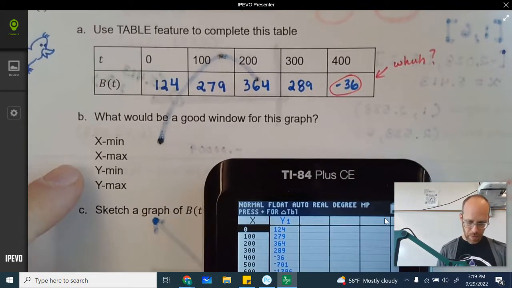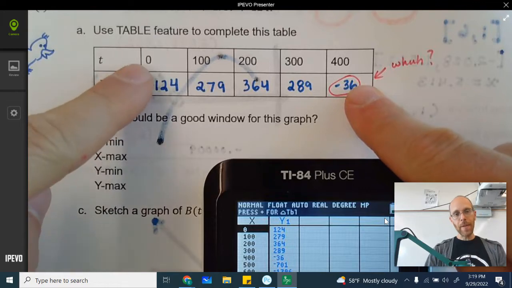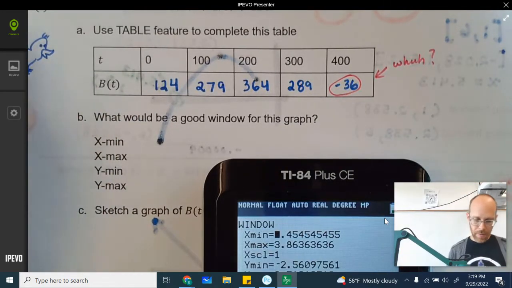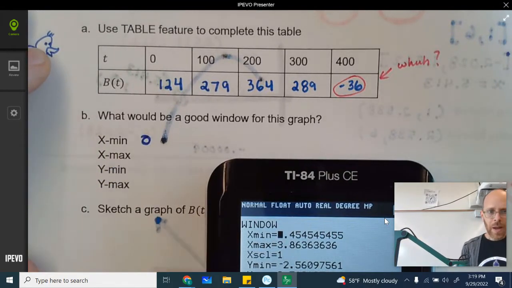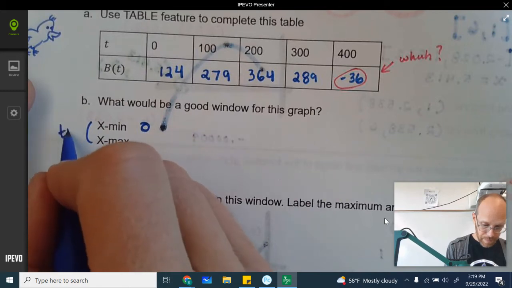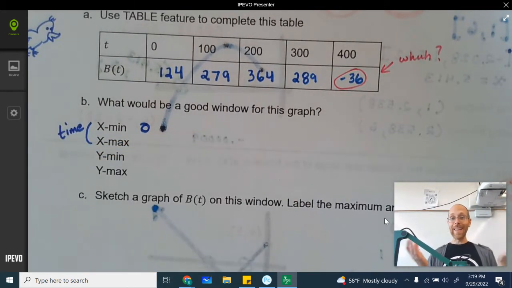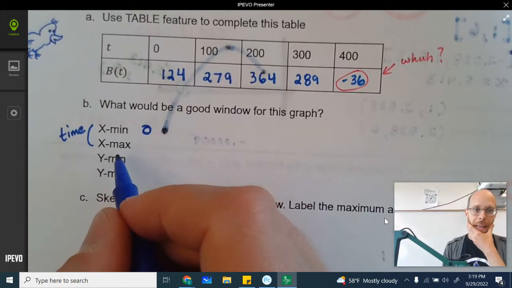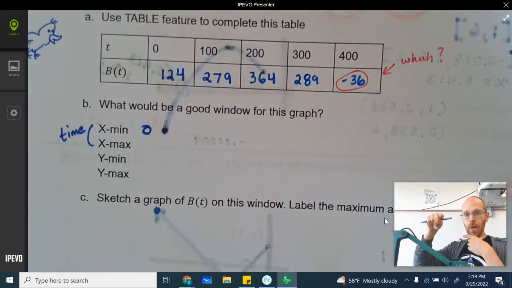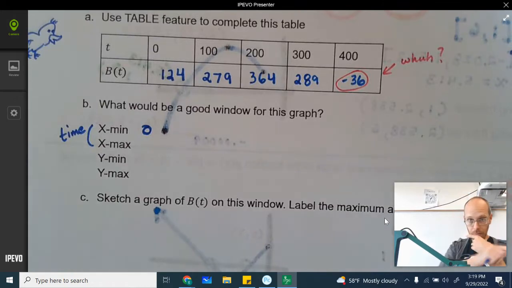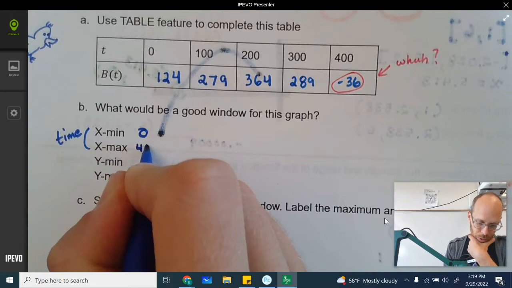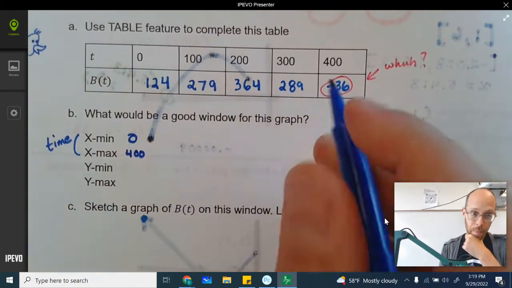So as I'm looking at this, seems like obviously we need to start with an x min of 0. And that's because x is time, and time can't get any earlier than 0. Now for the x max, we want to be able to see the bird population go up and then come back down, right? So we know that if we go out to 400 for our max, we're going to be able to see it come all the way down to 0.